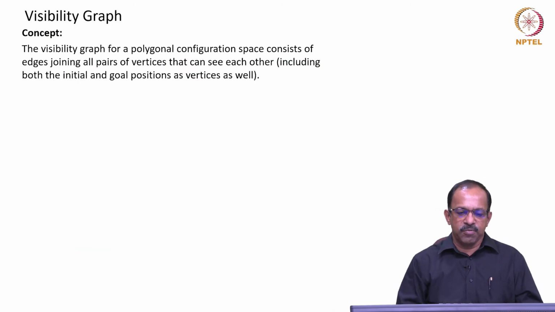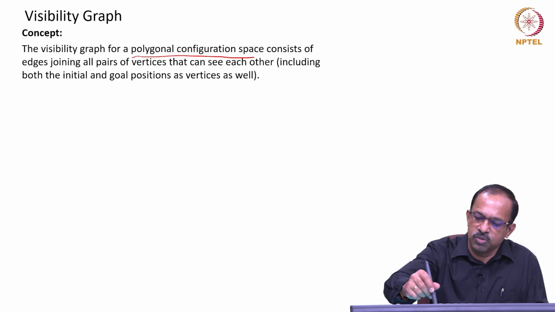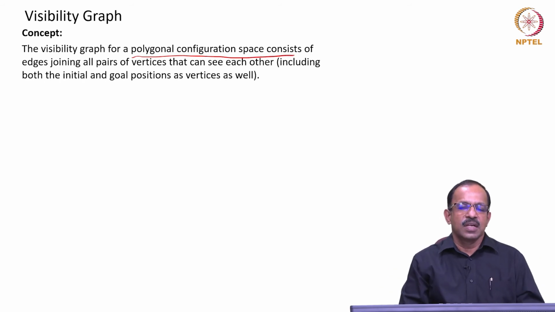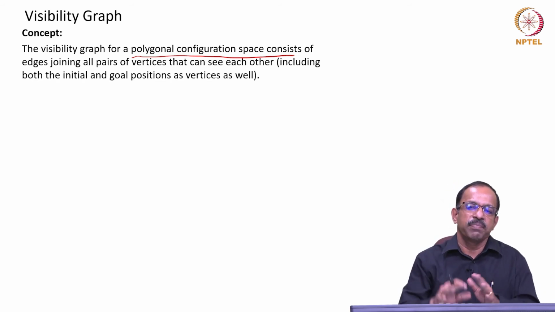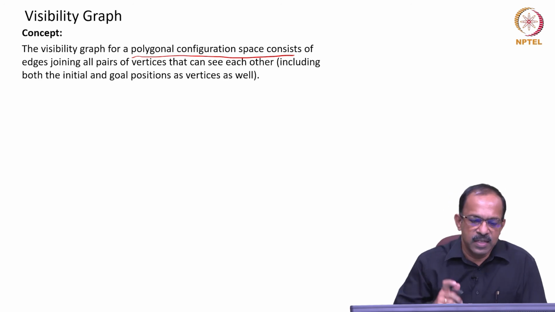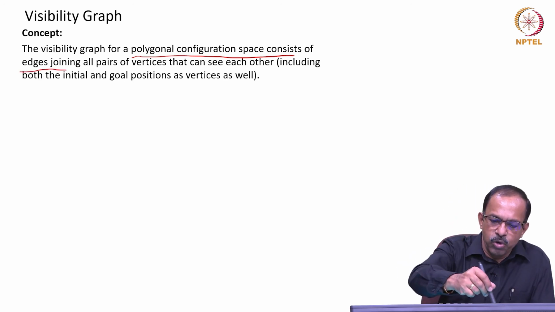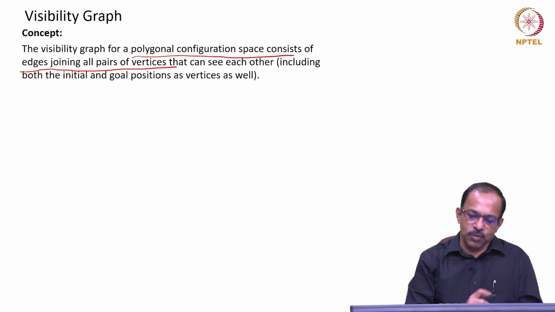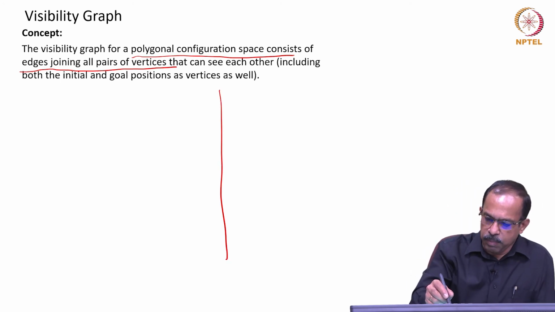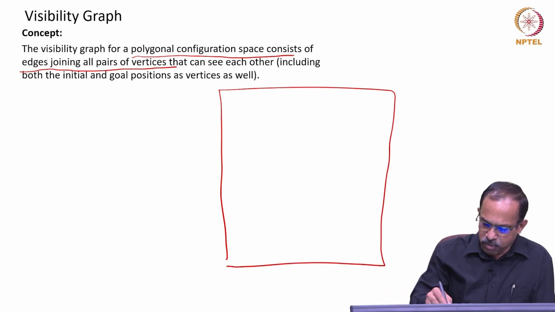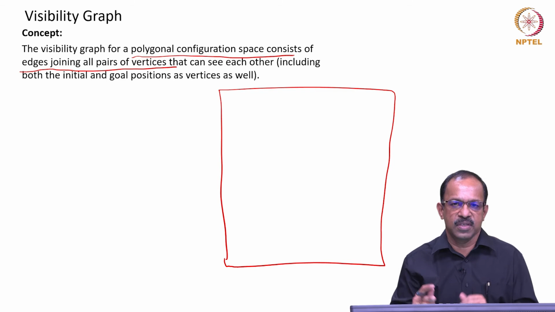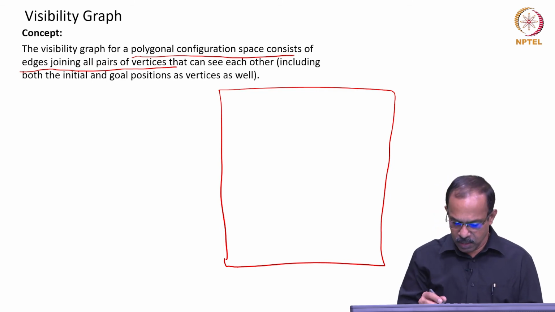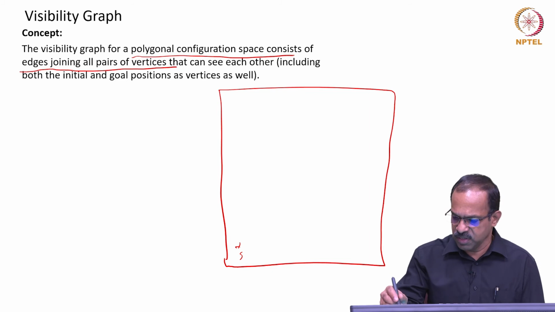So, the visibility graph for a polygonal configuration space, that means we assume that the configuration space has all polygonal obstacles. The obstacles can be represented as polygons, and then edges join all pairs of vertices that can see each other, including both the initial and goal positions as vertices as well. So, what it will do? It will consider this as a polygonal configuration space. The configuration space is where the obstacle size is enlarged. Now, this is the start point and this is the goal point.